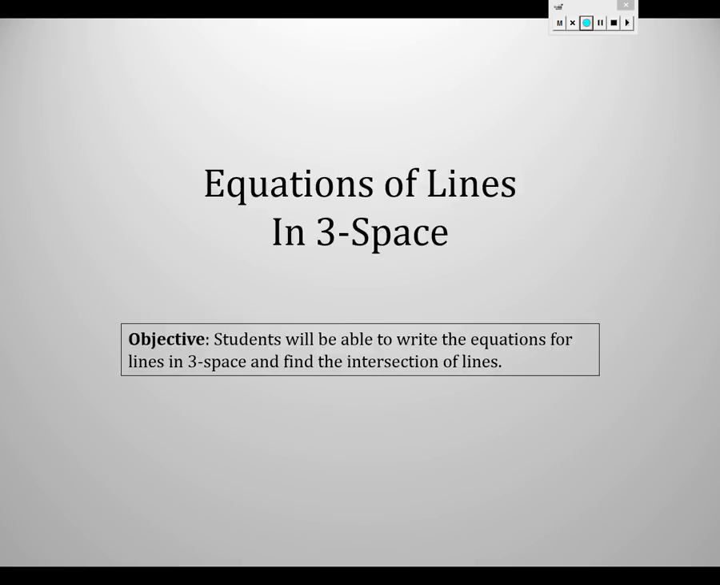Let's talk about lines again. Is that okay? Let's talk about parametric equations again in three dimensions now, okay? So I think it makes sense for where to go with this, doesn't it?